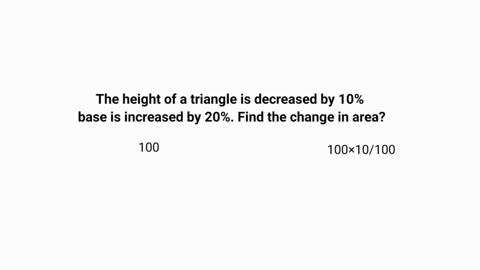So, 10% of 100 is 100 into 10 by 100, that is 10. Since the height has decreased, we have to reduce 10 from 100. So 100 minus 10 will be 90. Then it is said that the base is increased by 20%. That is, we have to take 20% of 90. It will be 90 into 20 by 100, that is 18. Since the base is increased by 18, we have to add it to 90. So 90 plus 18 is 108.